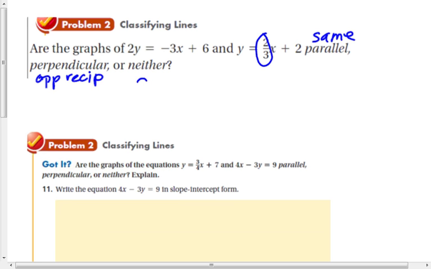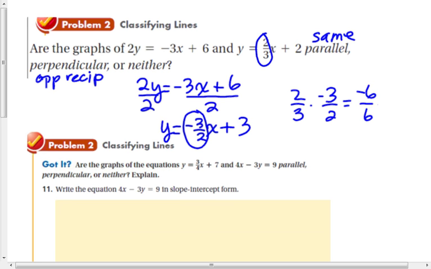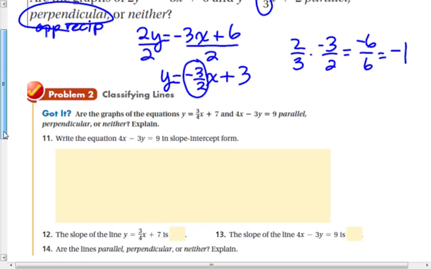So let's just solve this other equation for y. Put it in slope-intercept form so we can see what the slope is. So just divide both sides by 2. Then we get y equals -3/2 x plus 6 divided by 2 is 3. So that slope is -3/2. And 2/3 and -3/2 are opposite reciprocals. What I mean by that is they're flipped over and one is positive, one is negative. You can check that by just multiplying it out. -6/6 equals -1. So you know that these are perpendicular. Okay, I'm going to let you try that.